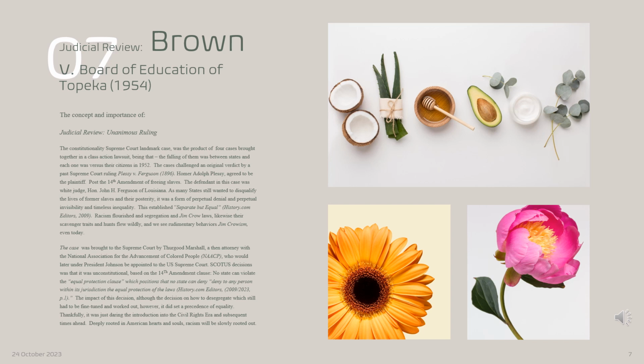History.com editors. Racism flourished, and the segregation and Jim Crow laws likewise. We see rudimentary behaviors of Jim Crowism even today. The case was brought to the Supreme Court of Brown v. the Board of Ed by Thurgood Marshall, a then attorney with the National Association for the Advancement of Colored People, the NAACP, who would later, under President Johnson, be appointed to the U.S. Supreme Court.